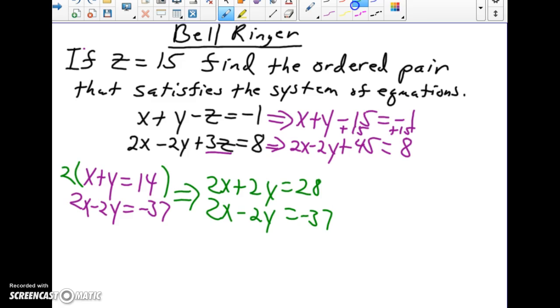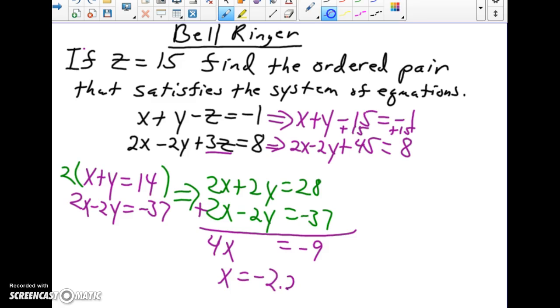Okay, now what are you going to do? You're going to add them together. That's what I want to hear. That's what you guys have been taught. Add them together. So you get 4x equals what? Negative 9. And you're going to divide by 4, right? And you're going to get x equals how much? Negative 2.25. That's okay. We can use that. Although we like fractions in here, we'll use that, okay?